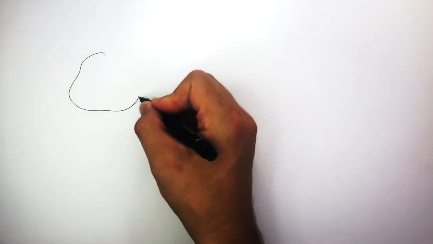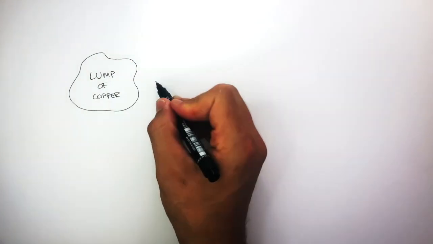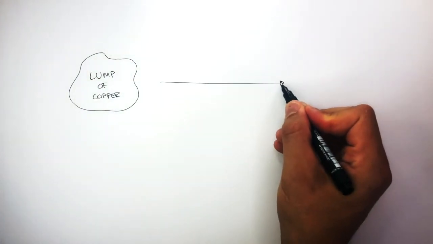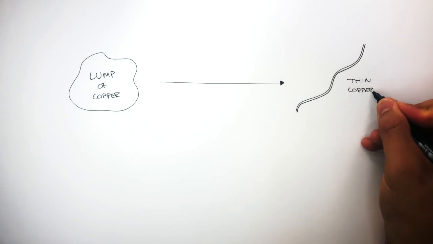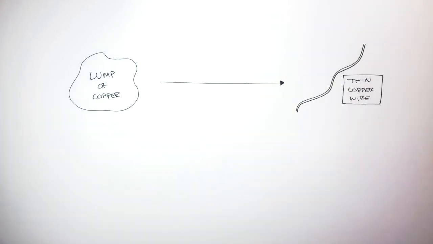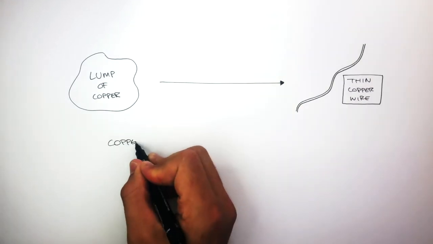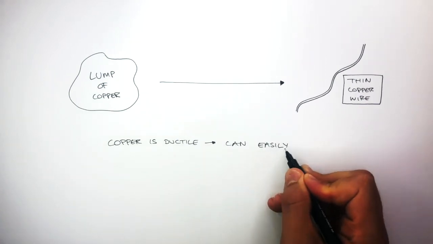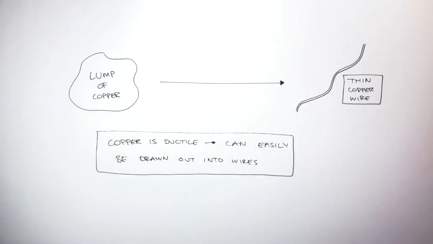Now, this diagram represents a lump of copper, and we already know copper is used as thin copper wires in electrical appliances. This is because copper is ductile, so it can easily be drawn out into wires.